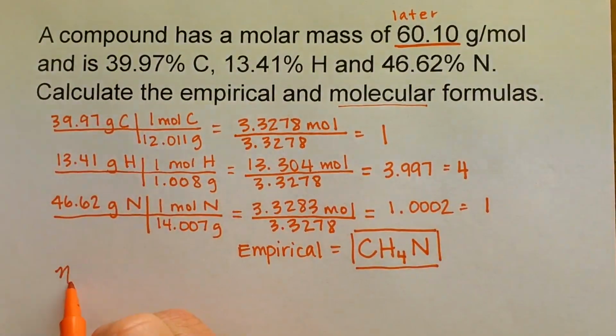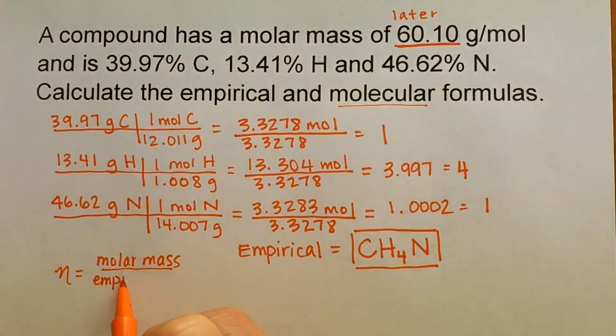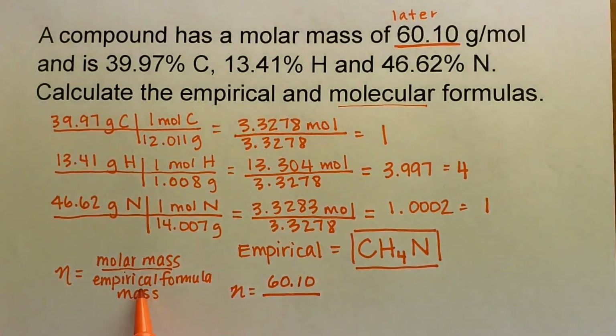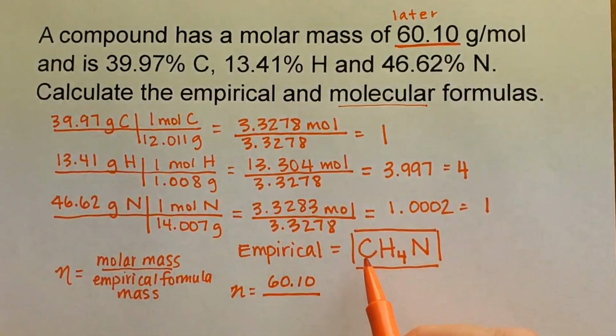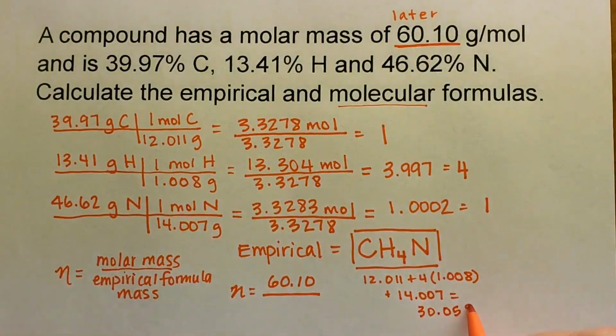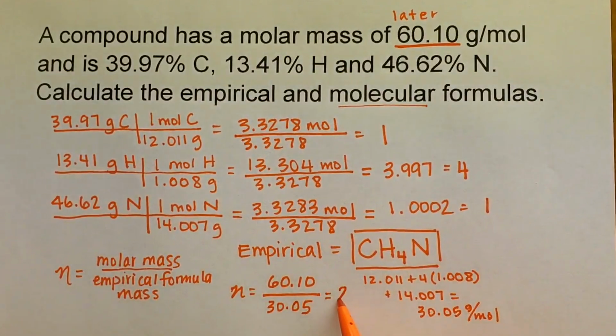Now we're going to use that formula that I just showed you, where you take the molar mass of the compound divided by the empirical formula mass. So the molar mass is 60.10 as given in the problem, and then the empirical formula mass you are going to add up from the periodic table. So we add 1 carbon plus 4 hydrogens plus 1 nitrogen to get the empirical formula mass. When we divide 60.10 by 30.05, we get the integer 2.